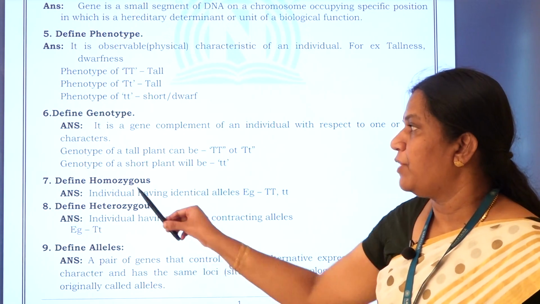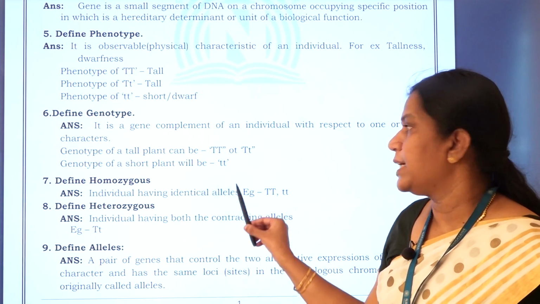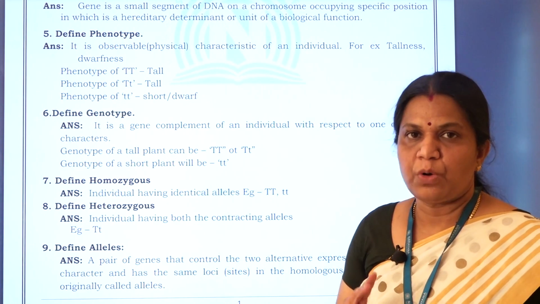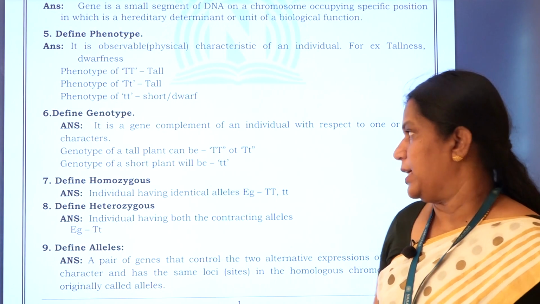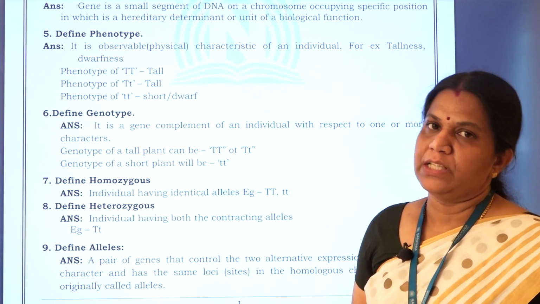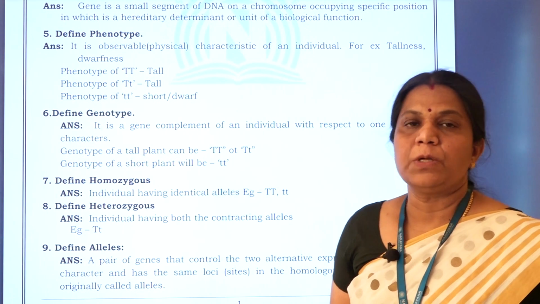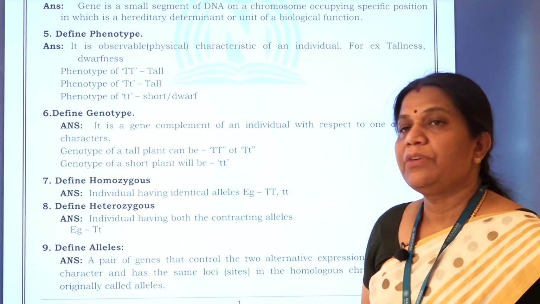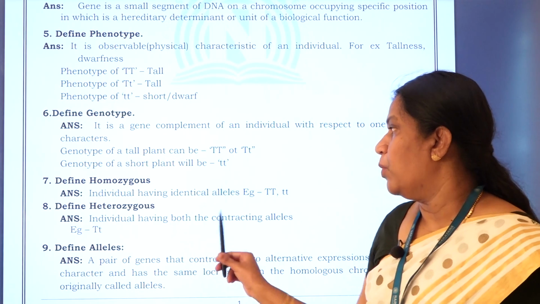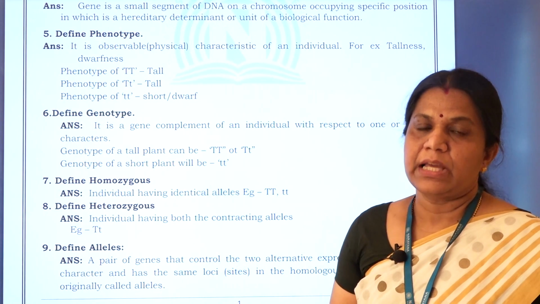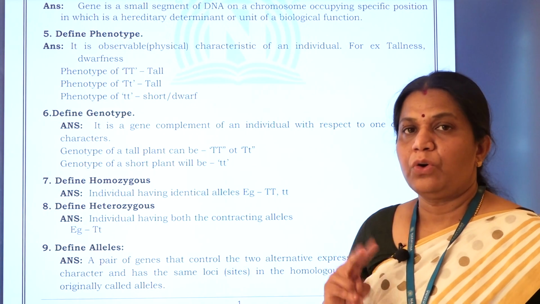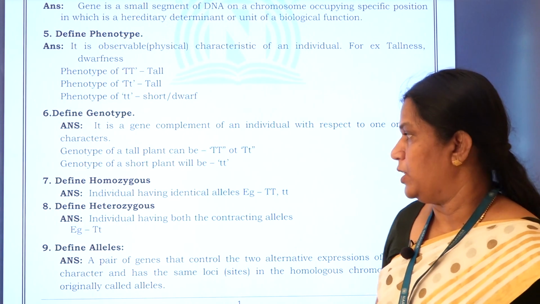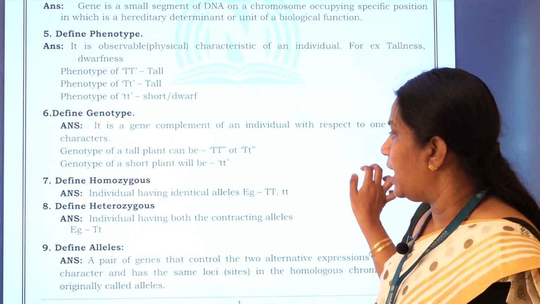Then the seventh question: define homozygous. An individual having identical alleles. These two are called alleles. Two identical alleles is called homozygous. Right? Capital T as well as small t. So capital T is homozygous dominant. Small t is homozygous recessive. Then the eighth question: define heterozygous. An individual having both contrasting alleles, both the dominant allele as well as the recessive allele. So two different alleles is called heterozygous. For example, capital T and small t. So this is heterozygous.